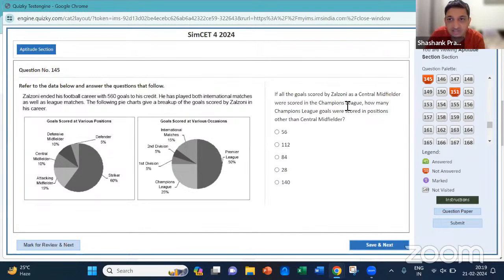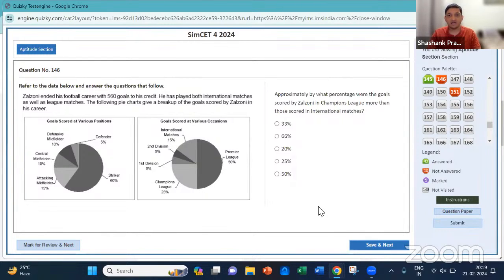If all the goals as a central midfielder, 10% were scored in the Champions League, were in other than central midfielder. Central midfielder 10% था. So 56 goals here were scored. 140 में से 56 यहाँ से किए थे. So 84 were in other positions in Champions League. Yeah, that's the answer. ठीक है. Champions League more than that in international matches. 25%, 15%. So 10 more than 15. So 66.67%. I'm assuming.